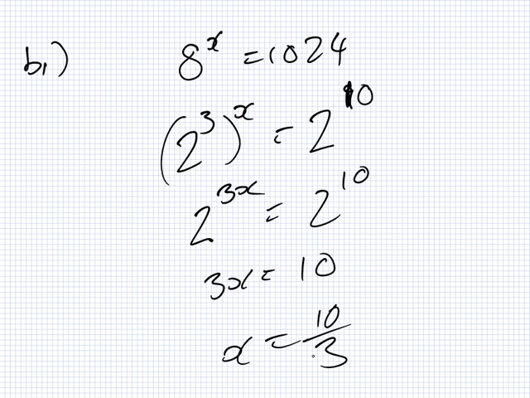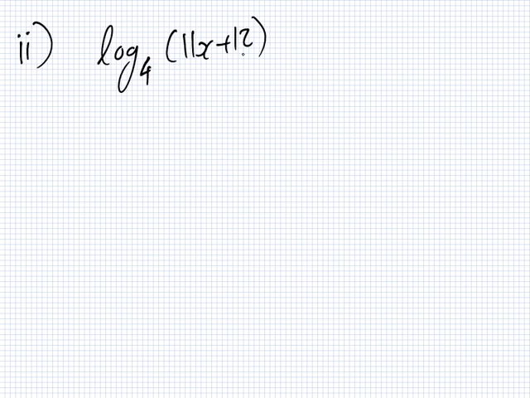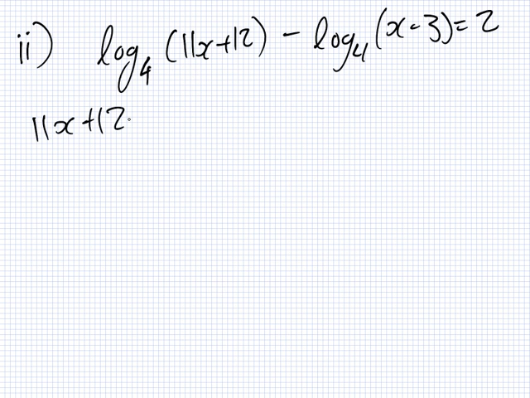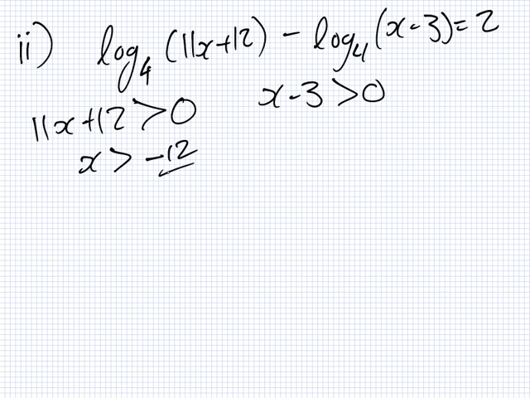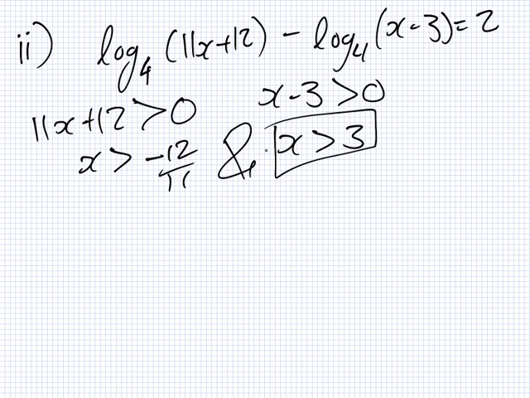Okay. Part 2. Log base 4 of 11x plus 12, minus log base 4 of x minus 3 equals 2. Now before I start, 11x plus 12 must be bigger than 0, and x minus 3 must be bigger than 0. So that means x must be bigger than minus 12 over 11, and x must be bigger than 3. What's the only way both can be true? So my answer must be bigger than 3.